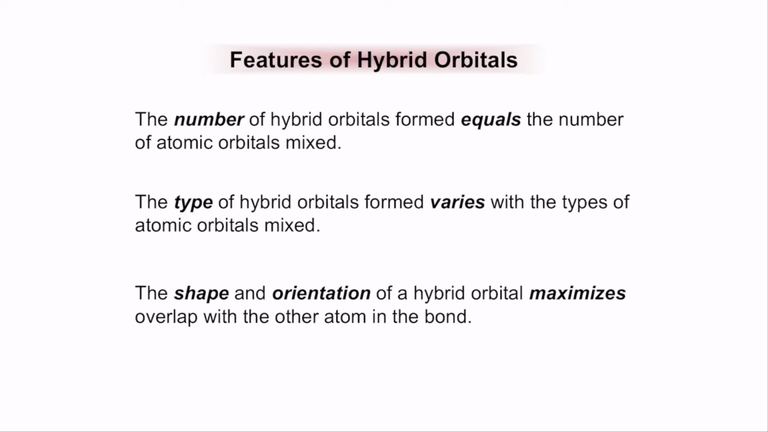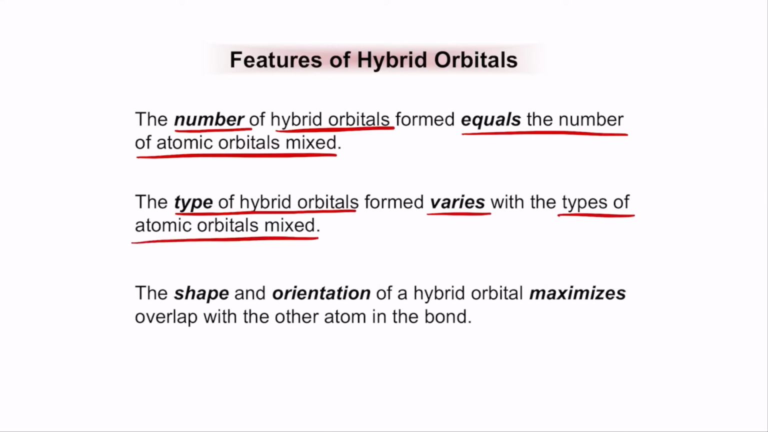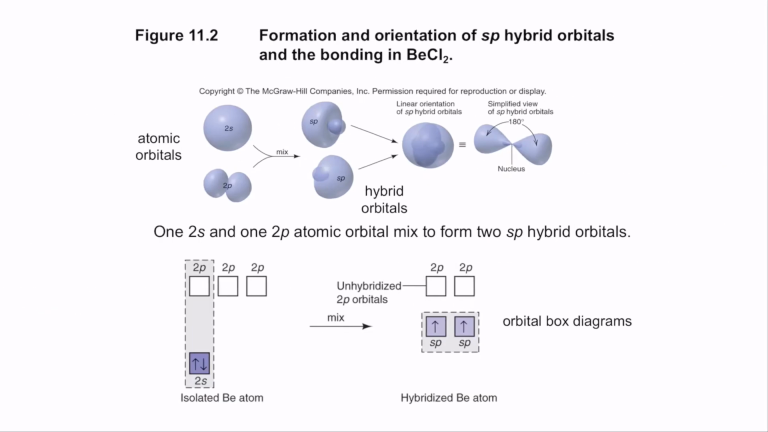Now let's talk about the features of these hybrid orbitals. Number one is that the number of hybrid orbitals equals the number of total orbitals mixed. And the type of hybrid orbitals formed varies with the type of atomic orbitals that are mixing. And finally, the shape and orientation of a hybrid orbital maximizes the overlap with the other atom in the bond.